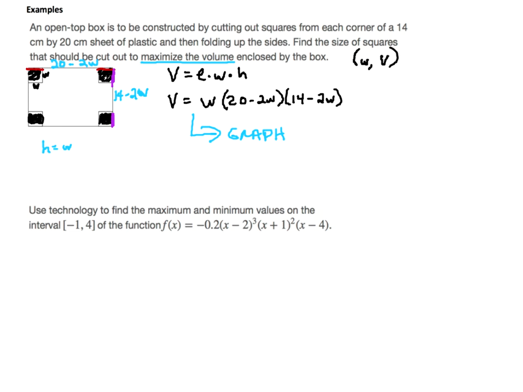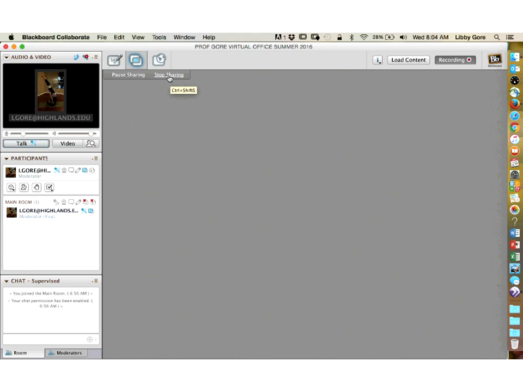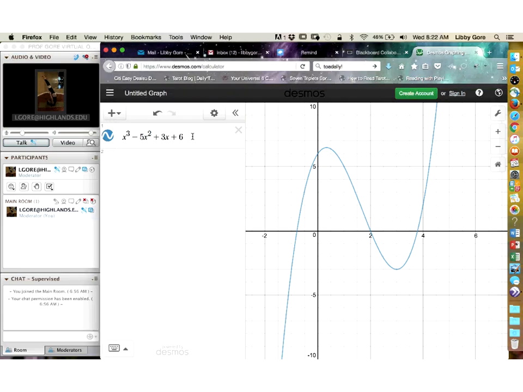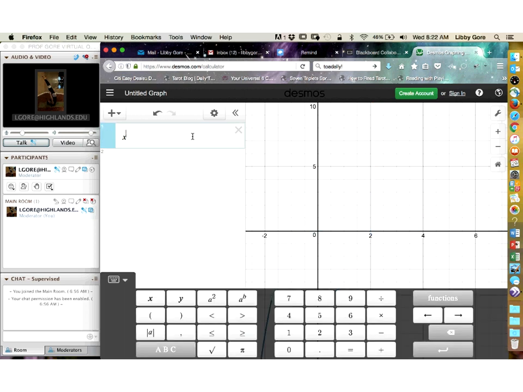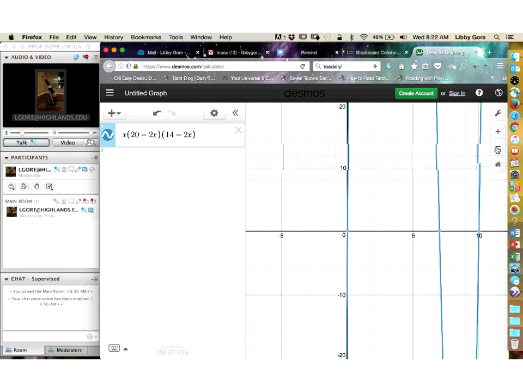So let me write down our function. f(x) equals x times (20 minus 2x) times (14 minus 2x). Okay, let me zoom out.